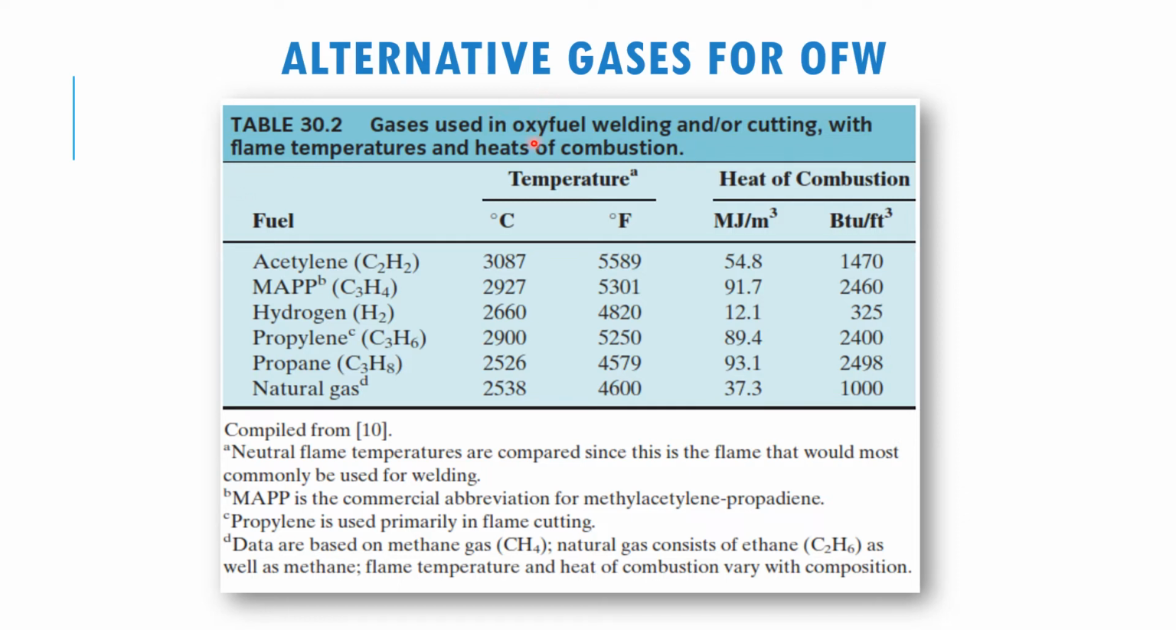Apart from the acetylene, there are some other alternative gases that can be used for oxy-fuel gas welding. If you can see the list, with acetylene, a temperature of around 3000 plus can be achieved. Apart from that, there is also MAPP. MAPP is the methyl acetylene propadiene. Okay, so this one is around 2927 degrees Celsius. You can also use hydrogen, propylene, propane, and also natural gas as the substitute for the acetylene.